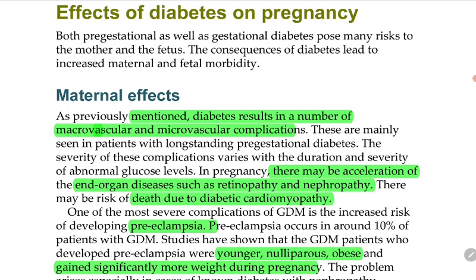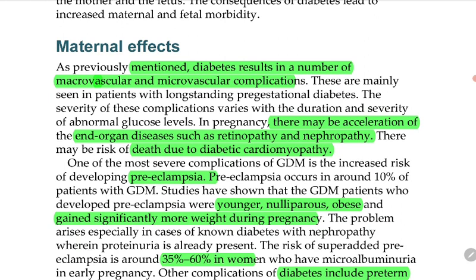As previously mentioned, diabetes results in a number of macrovascular and microvascular complications. These are mainly seen in patients with long-standing pre-gestational diabetes. The severity of these complications varies with the duration and the severity of abnormal glucose level. In pregnancy, there may be acceleration of end organ disease such as retinopathy and nephropathy. There may be risk of death due to diabetic cardiomyopathy.